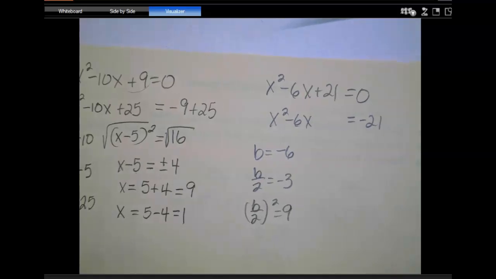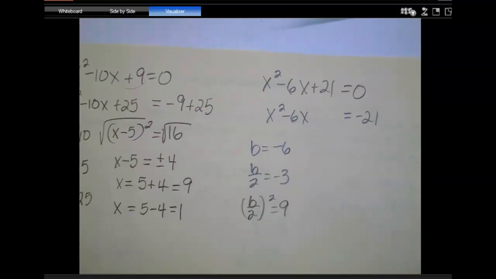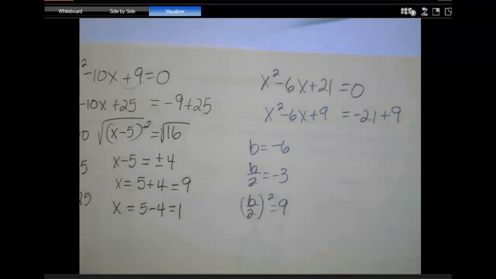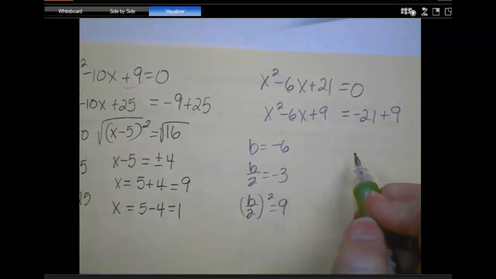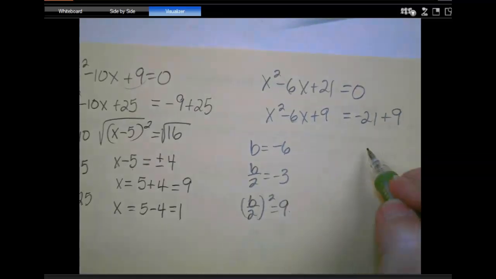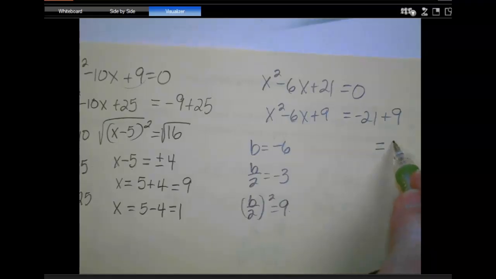Okay, Lewis, what do I do next? So which one of these numbers, you're right, which one am I going to add? Which number? The 9. So I'm going to add 9 here and add 9 here. Okay, so negative 21 plus 9 is going to give me, I think, negative 12, is that right?